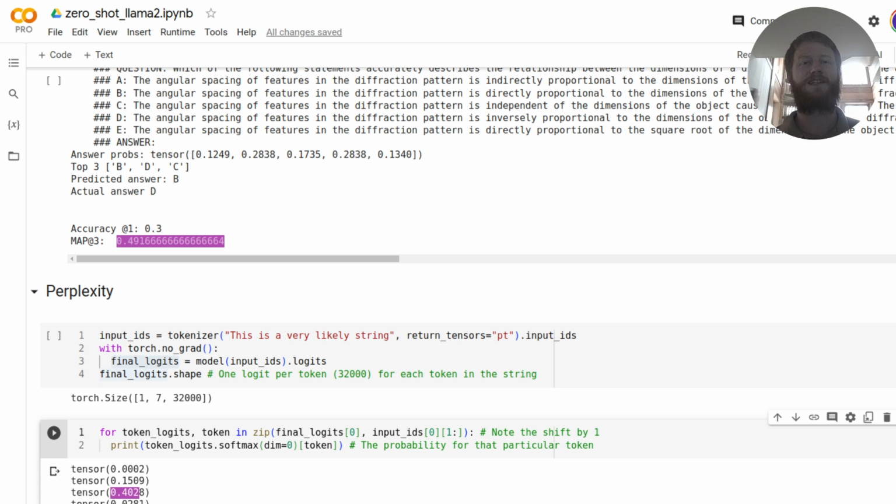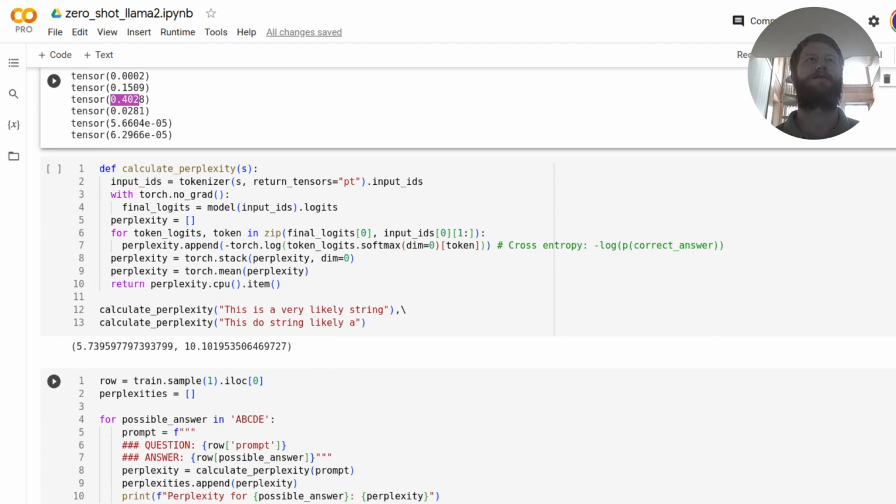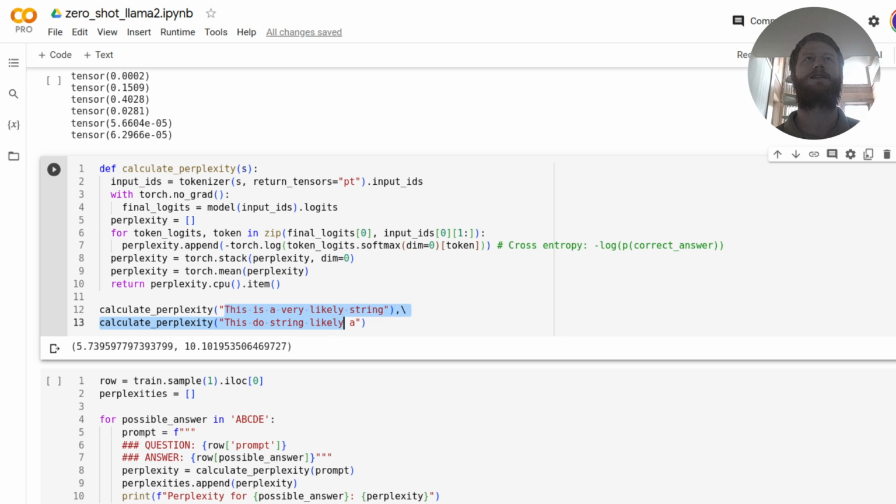There's technical ways of calculating the actual perplexity score itself, but the idea is that it's some measure of how likely, on average, the next word is given the current word. And the idea here is that if I have a nice reasonable sentence, like this is a very likely string, it'll have some perplexity. If I have a completely garbled or meaningless string, it'll be worse, right? It'll have a higher perplexity. Each token is relatively unlikely.